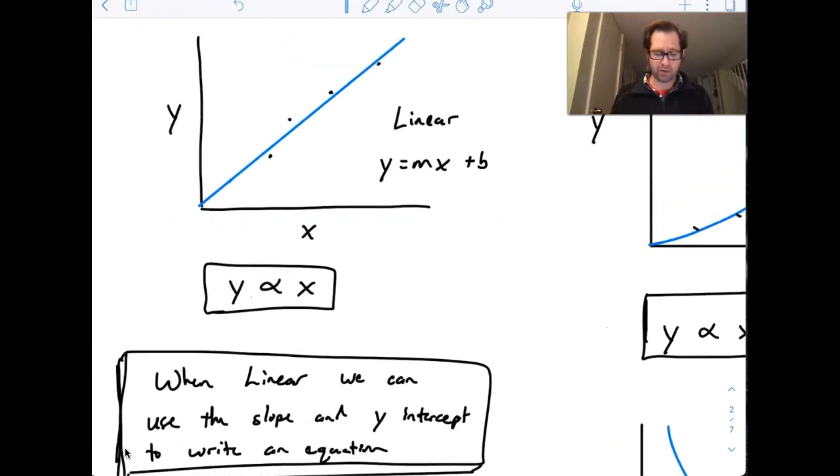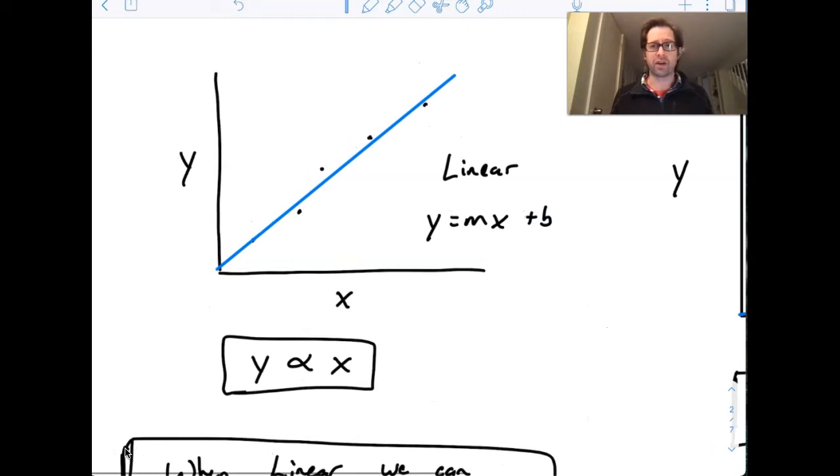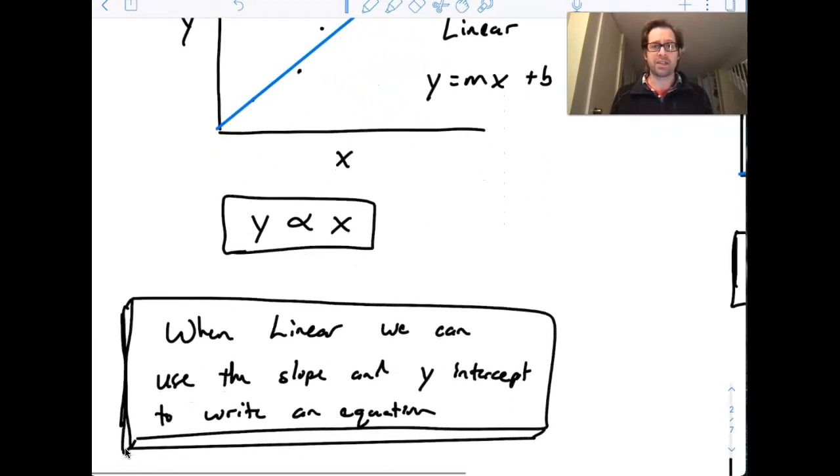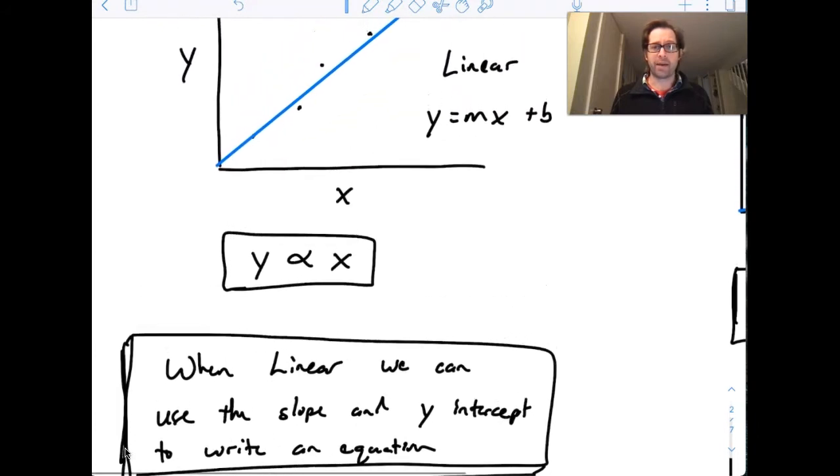Our first one is the obvious one, the linear graph where the relationship is proportional. So y is proportional to x. As x increases at a certain rate, y increases at the same rate. And we have an equation that we can use, y equals mx plus b, to easily describe that. We know that the slope of the line is the m, the y is the y value, the x is the x value, and the b is the y-intercept.